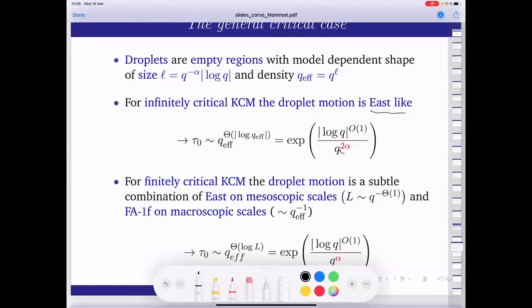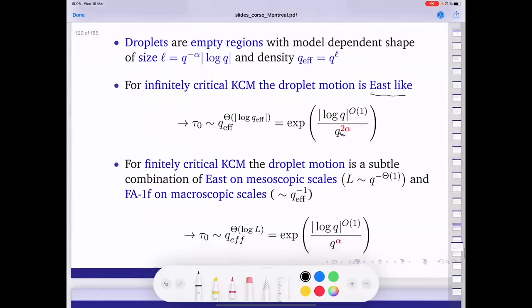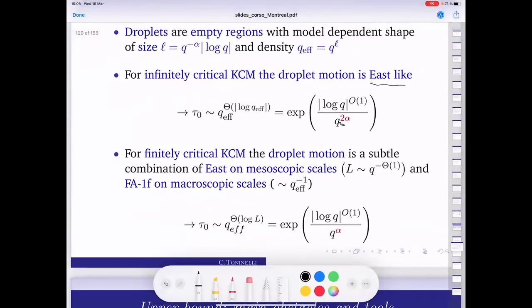So this is why I gain this factor 2 from the log of the distance. Instead, for the finitely critical model, there is this funny mechanism which involves the mesoscopic scale. So on the scales needed to pick the clusters which can unblock the directions, it is East-like. And on the macroscopic scale, if I want to cover the scale which separates two droplets in the other direction, I have to go as a random walk. So I have to enlarge the droplet and then make it smaller and so on and so forth.